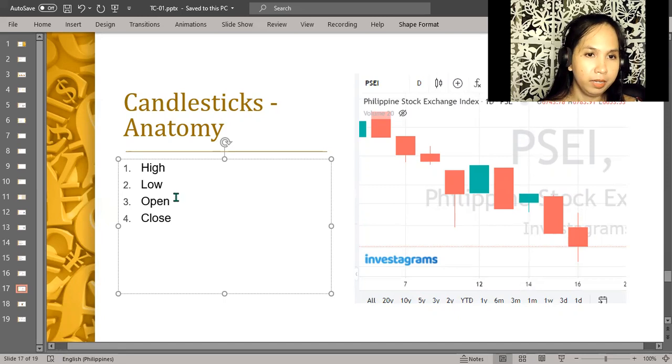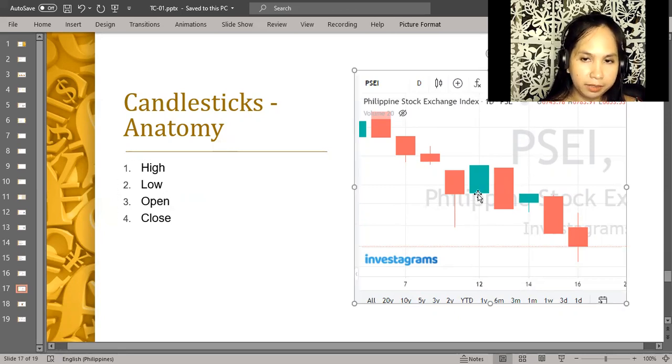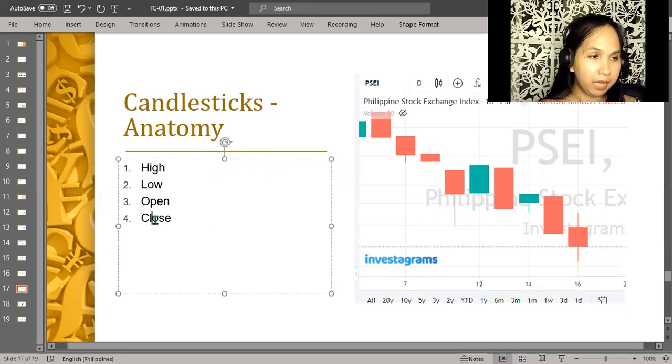And then we have the open. So what is the open? It's the first price traded in a day. So for example, here we have a green candle, and the first price trades, it being a green, the first price trades here on this level. And then we have lastly the close, which is the last price traded in the day. The close is really the most important part of the candle and is the most important price of the day.